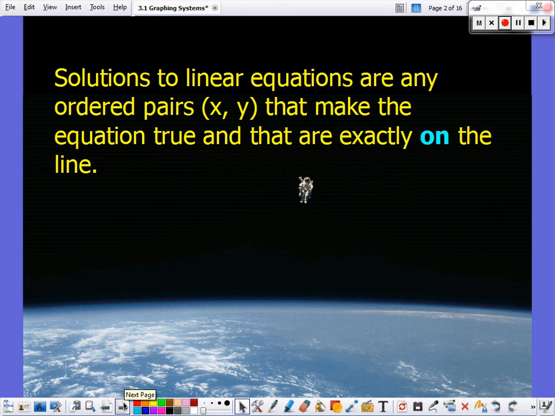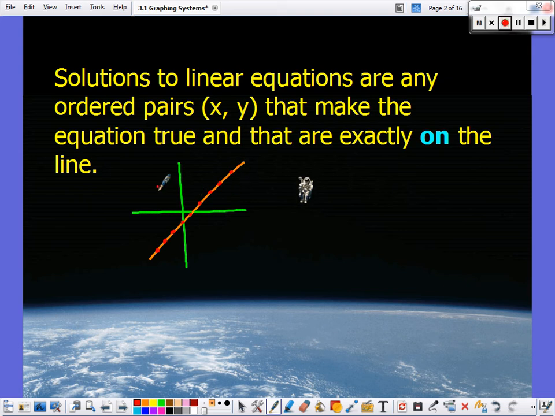Remember that the solutions to a single equation are simply all the points that satisfy that line. So that orange line there, let's say that's our equation. Any ordered pair on that orange line would be considered a solution. Like if we're doing a t-chart, any ordered pair that satisfies the equation would fall on the line.